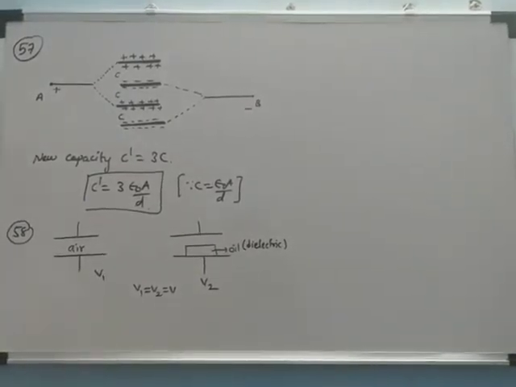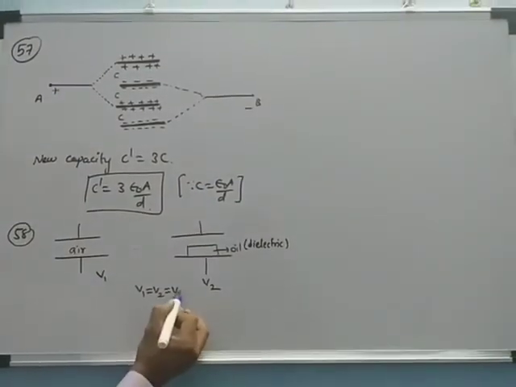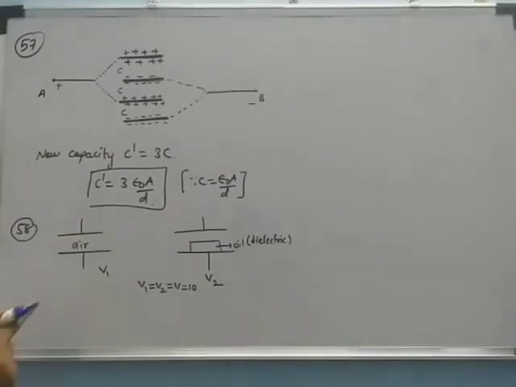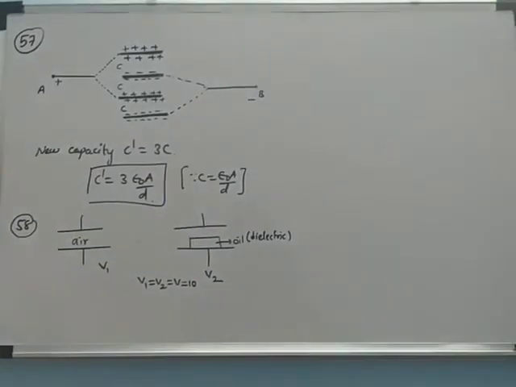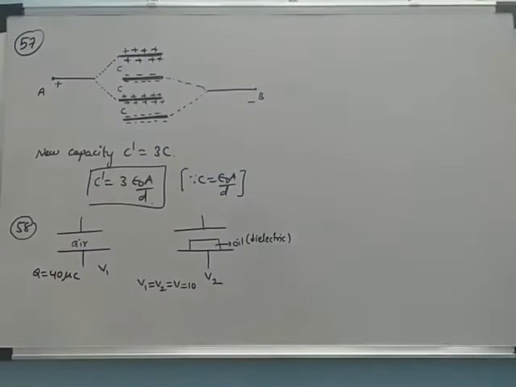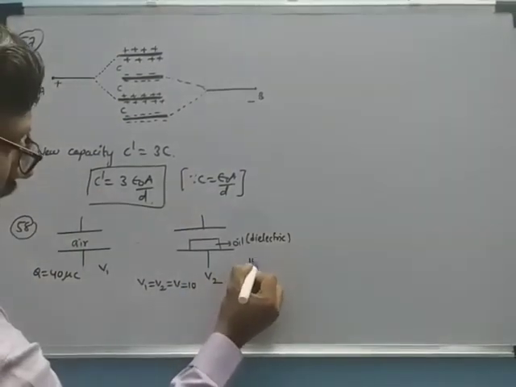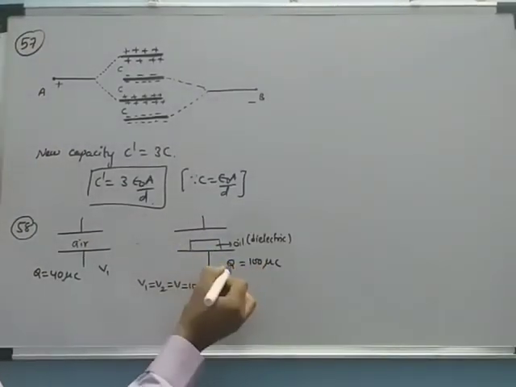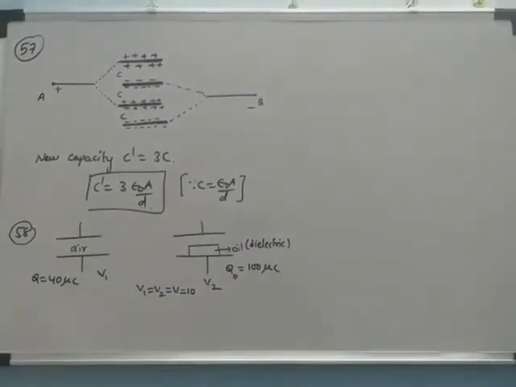Now we are discussing question number 58. A capacitor connected to a 10 volt battery means the potential is 10 volts, the same on each one. The charge is 40 microcoulombs with air as the dielectric, and 100 microcoulombs when the parallel plate is introduced in oil. Oil has a dielectric constant, which we need to find.